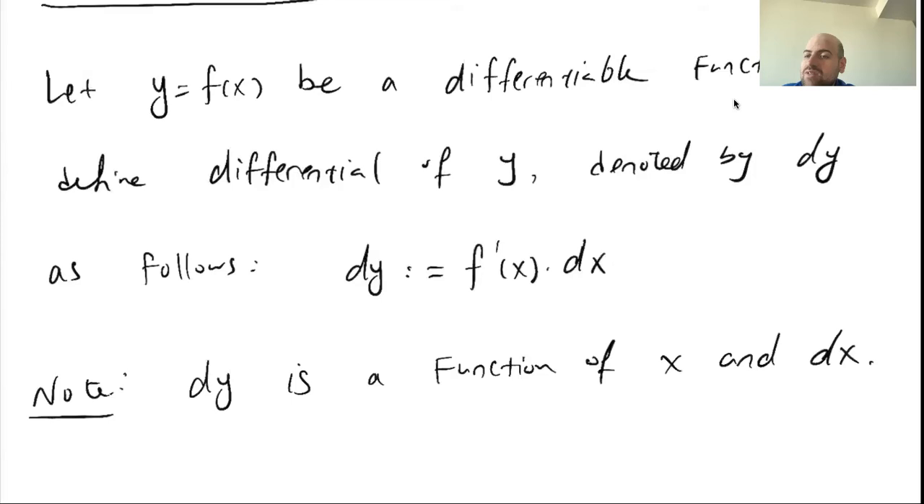So if I determine the value of x, of course, I need to know the function f of x, the formula for f of x, so that I can calculate f prime of x. But I also need to know the value of x and also dx. Once I know the value of x and dx, I can compute f prime of x times dx, and that will give me the value of dy.